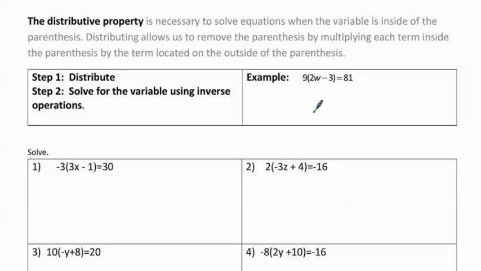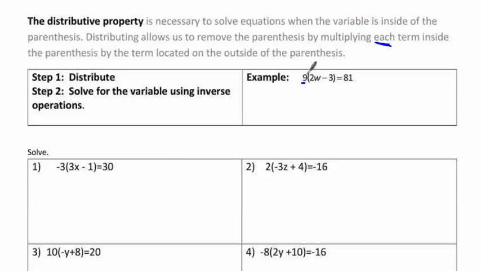Let's talk about using distributive property to solve equations. Distributive property is necessary to solve equations when the variable is inside the parentheses. Distributing allows us to remove the parentheses by multiplying each term inside the parentheses by the term located on the outside of the parentheses. Step 1, you need to distribute the number on the outside of the parentheses to each of the values on the inside of the parentheses.